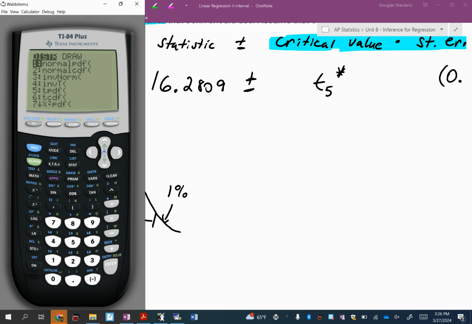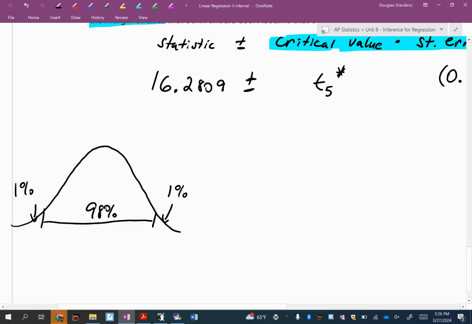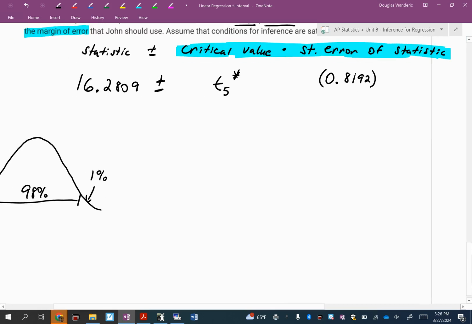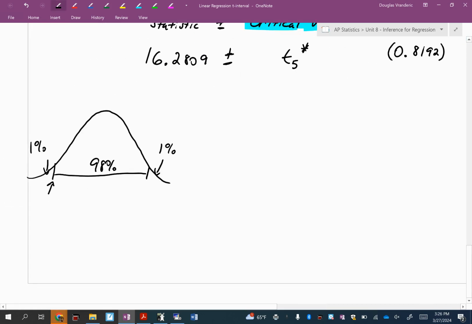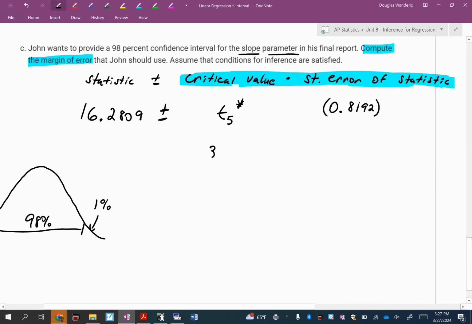Inverse T, which is number 4. The area I'm typing in is 0.01. We said the degrees of freedom was 5. Hit paste. Remember, this is not the answer. This is T star. This is the critical value, 3.365. Why did he give it to you negative? So I found this one, right? I just ignore the negative.